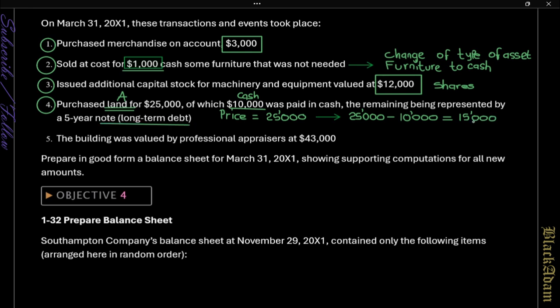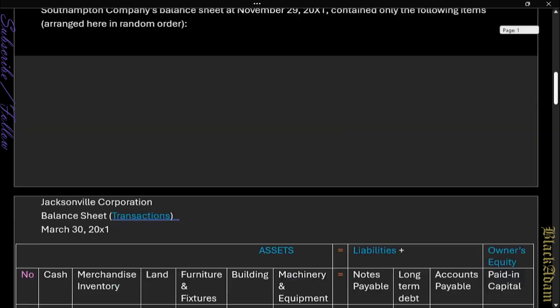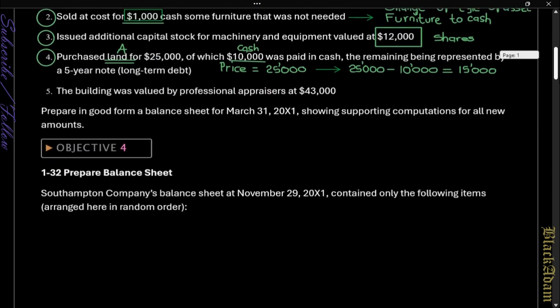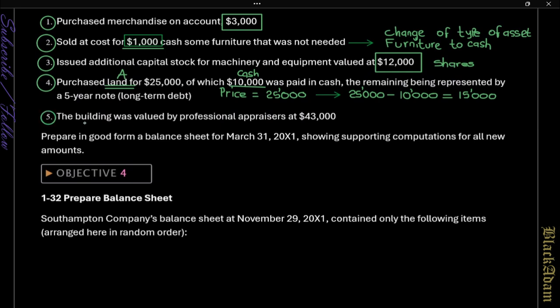cash. So that means, when we look at that transaction under liability, long-term debt, we do have it. If we don't have it, we can put it on notes payable or accounts payable, something like that. So 15,000 there is recorded.